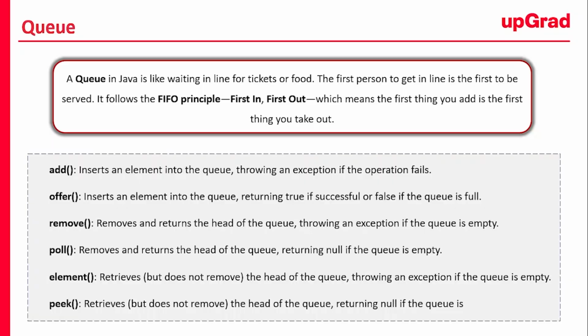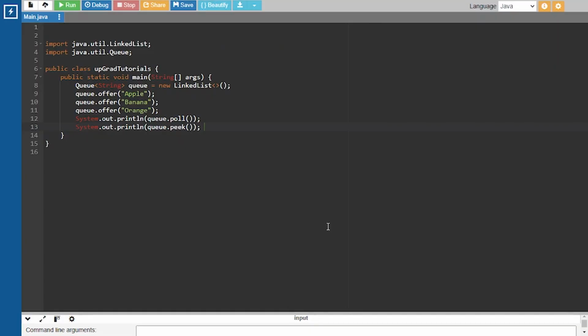So let's move on. As you can see, this is an example of a queue, and we have used queue.offer. This is the method that we just discussed. This particular thing that we can see is creating a queue using a linked list. After that, we are adding the items.